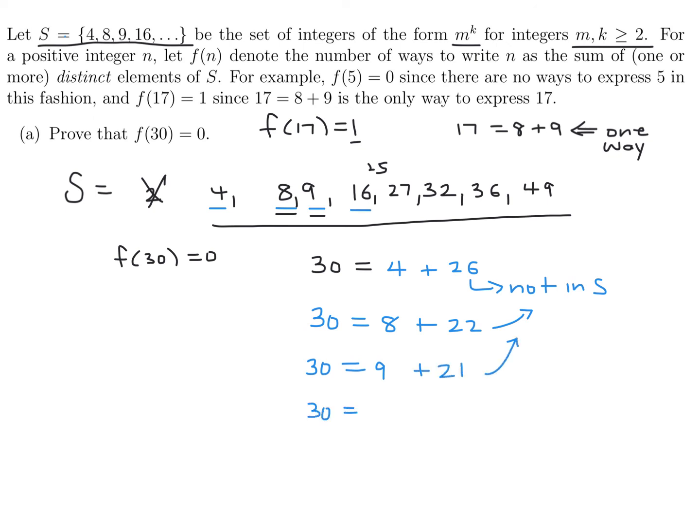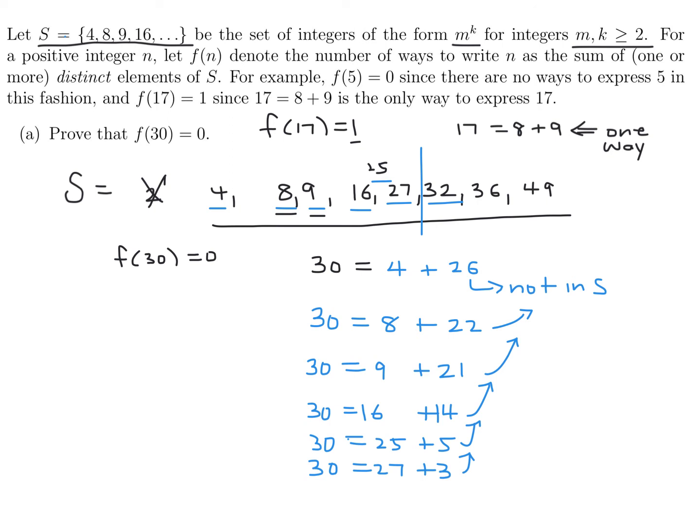How about if I chose 16? You'd need 14. 14 is also not in S. How about if I chose 25? You would need 5. Well, 5 is also not in S. 27, you would need a 3. 3 is also not in S. And after that, that's it. You're done. Then you would end up with numbers greater than 30. And obviously, you can't add something to a number greater than 30 to get 30, since there are no negative numbers.